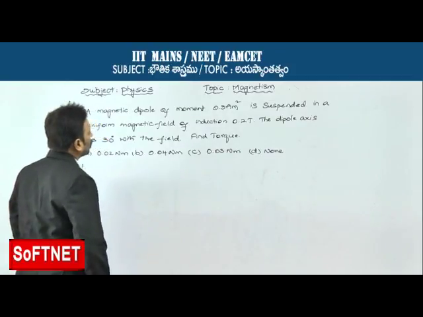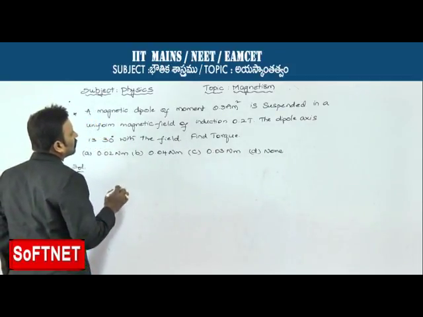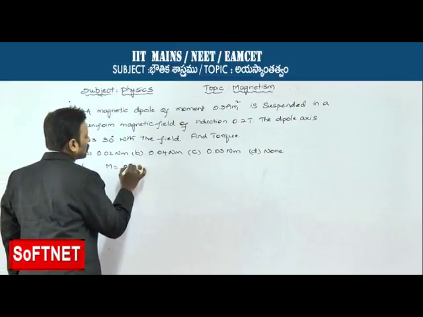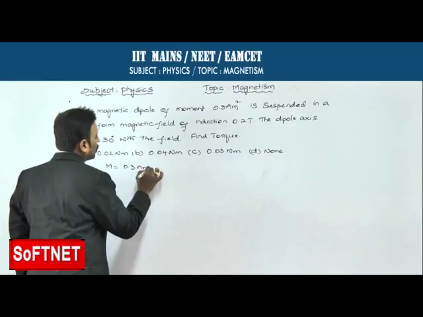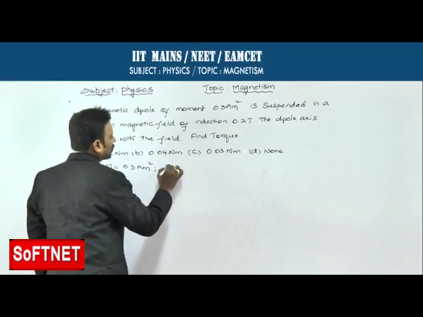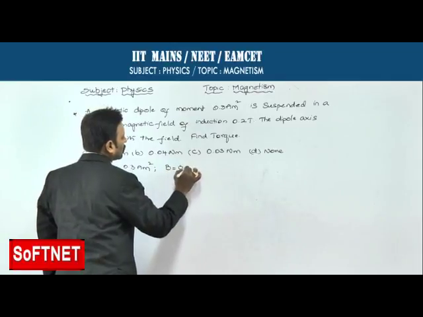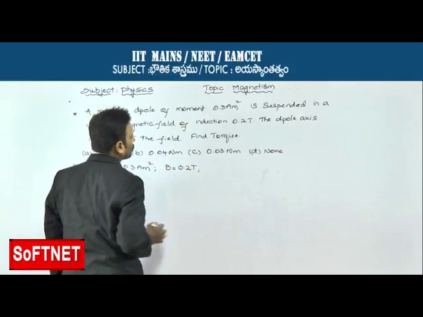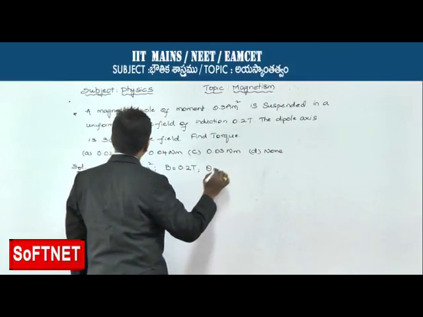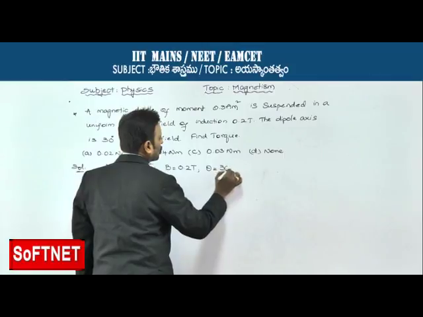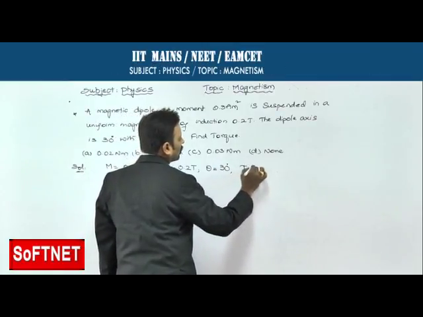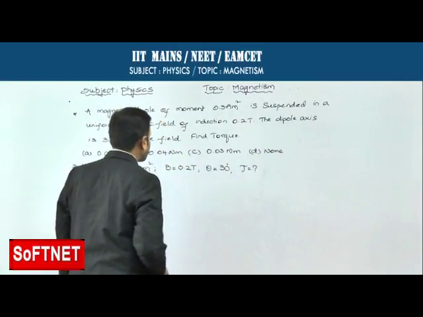So according to the data given, the magnetic moment of the magnet is 0.3 ampere meter square. The magnetic field induction is given as 0.2 Tesla. The axis of the dipole makes an angle of 30 degrees with the magnetic field. You are asked to calculate the torque acting on the coil.